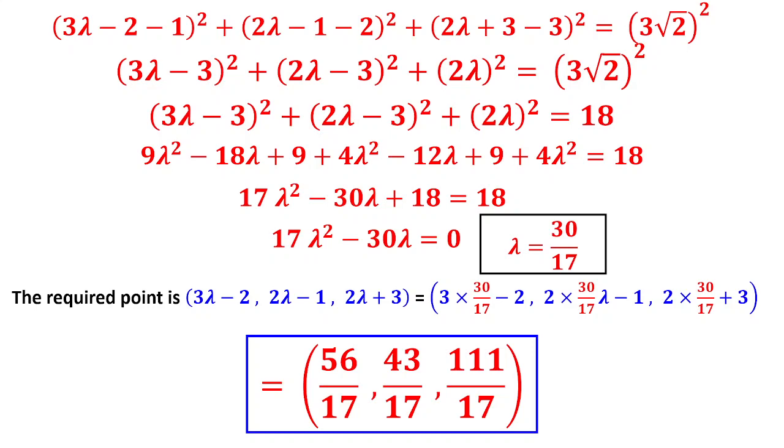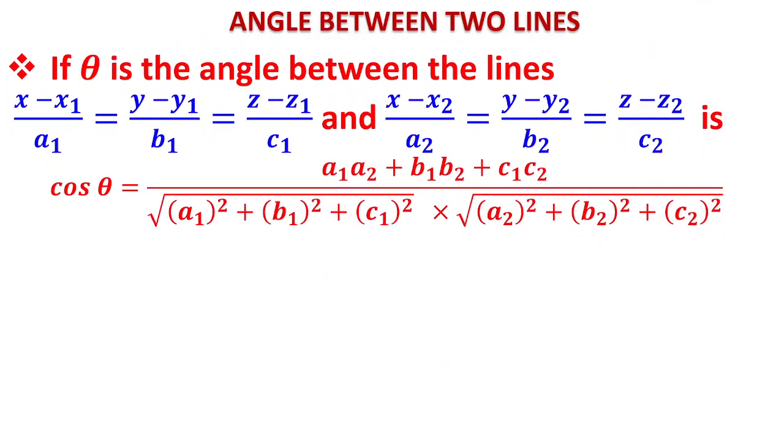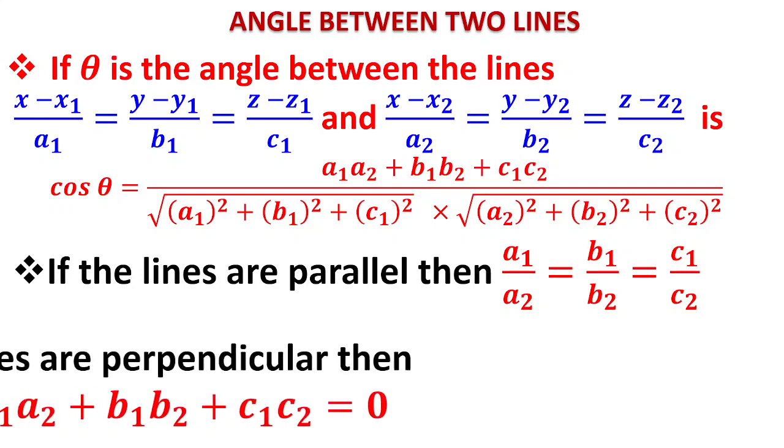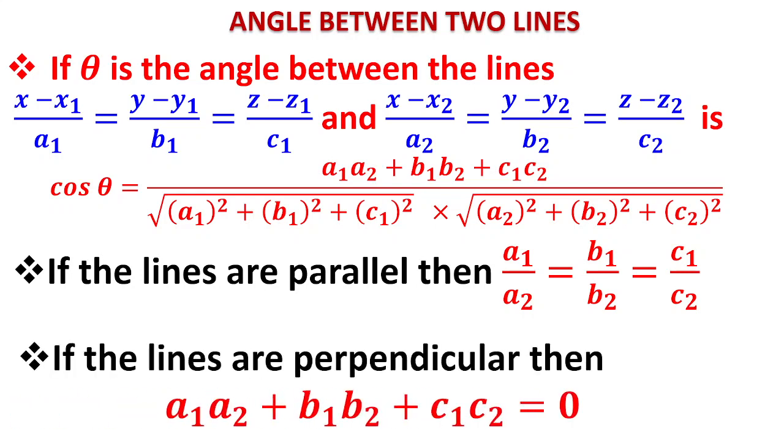Well, now we have already seen the angle between two lines. If theta is the angle between the lines, given in symmetric form, then cos theta is (a1 a2 plus b1 b2 plus c1 c2) upon square root of (a1 square plus b1 square plus c1 square) into square root of (a2 square plus b2 square plus c2 square), with the direction ratios. Now if the lines are parallel, all of us know that the direction ratios are proportional. If they are perpendicular, then the sum of the products of the direction ratios is equal to 0. Using this, we have already seen so many problems, eliminating lambda when two lines are given as perpendicular.